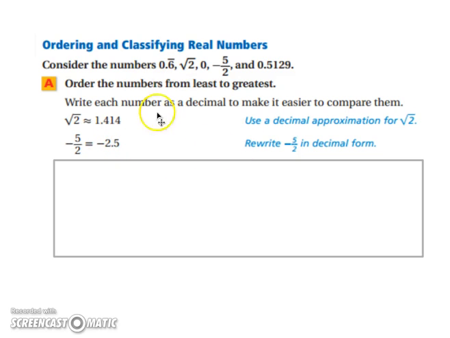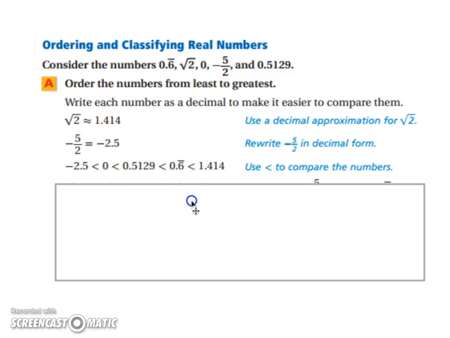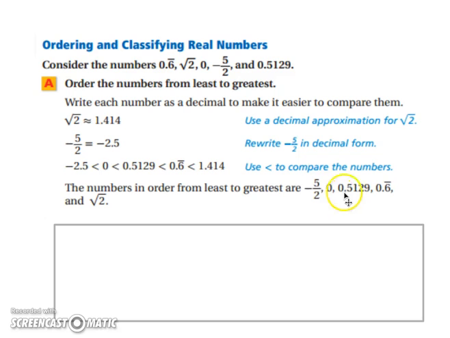So let's order the decimals. Our smallest decimal is going to be our negative, so negative 2.5. Then we have 0, and then we start into our positives. So we have 0.5129, 0.6, and then we're into 1.414. Your answer, however, should not be in the decimal form that you made it into. You should put it back into its original form. So negative 5 divided by 2, 0, 0.5129, 0.6 repeating, and the square root of 2.